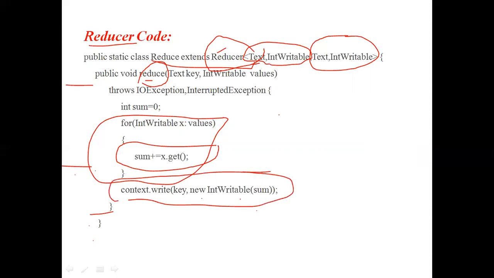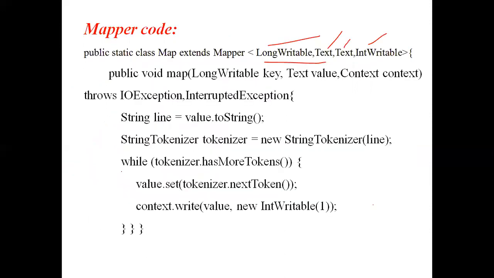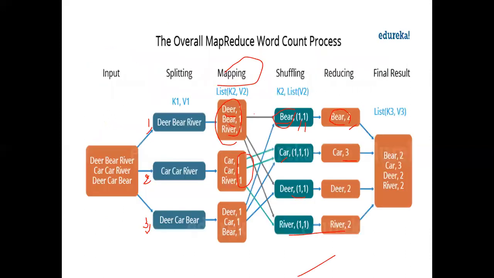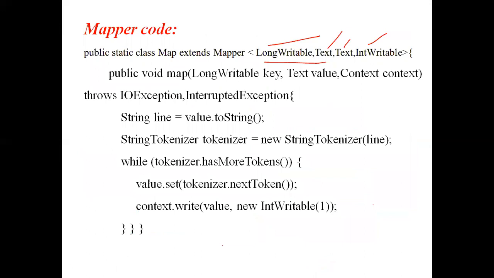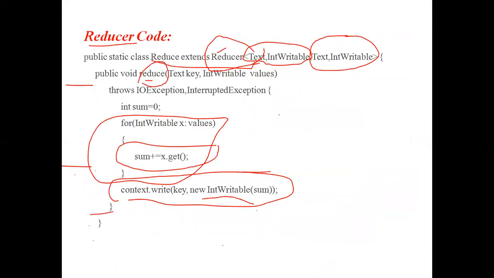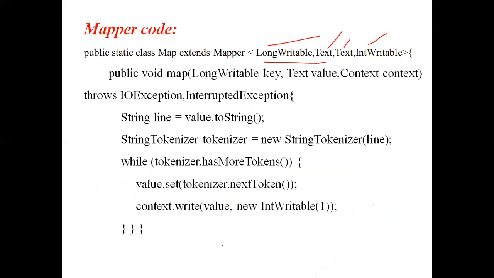Context dot write of key comma new IntWritable of sum. Immediately after finding that sum, we are displaying it. Immediately after that, we are displaying beer comma 2, car 3, deer 2, river 2. Context dot write in Hadoop is nothing but System dot out dot println in Java. Yeah, this is the mapper class and reducer class.